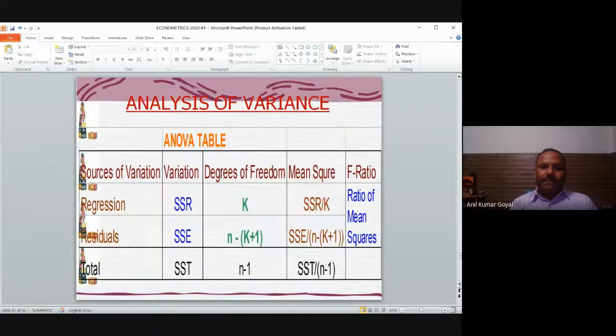So I see my value of ANOVA. Analysis of variance, the ANOVA table, source of variation: this is regression, this is residual, this is total. Then degrees of freedom, and mean square. This is the sum of squares of regression divided by k, where k is the degrees of freedom. The F statistic is the ratio of mean squares, this divided by this, so we will get this.